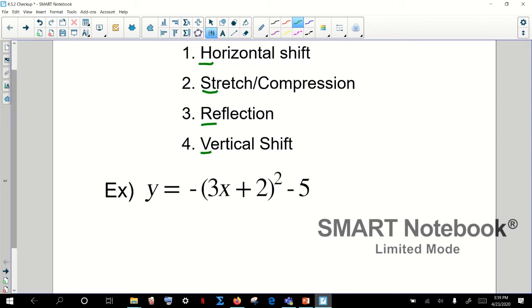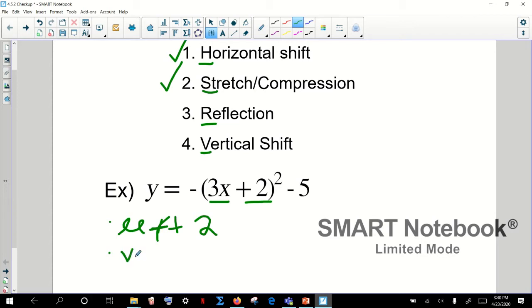As an example, let's go over what the series of transformations would be for this example down below. First, we would do the horizontal shift. The horizontal shift is inside the parentheses dealing with the x, so this would be left 2. First you would take the graph of x squared and shift it to the left 2. So we already did horizontal shift. Now we have to do stretch or compression. We are multiplying by 3, so that's going to be a vertical stretch by 3. All right, so we did stretch or compression.